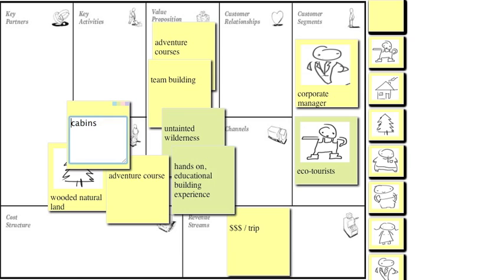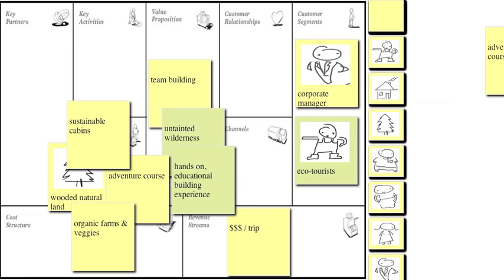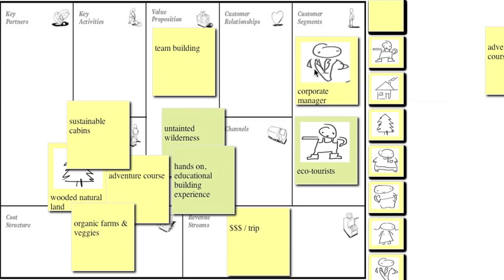So we're going to have all these beautiful, sustainable cabins. We're going to have wonderful organic farms and fruits and vegetables and stuff. And all of this could become part of the selling point for our team building weekends or weeks. And this might even hone us in on a particular type of corporate manager. We could go after the type that are representing very environment conscientious corporations.